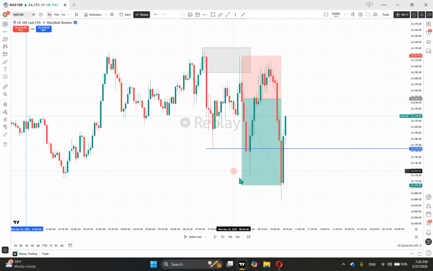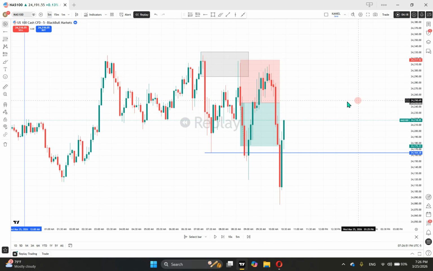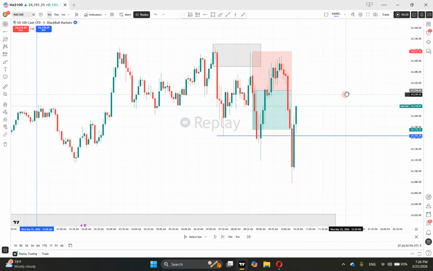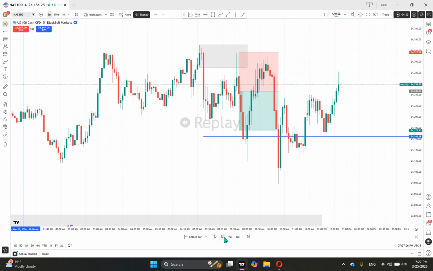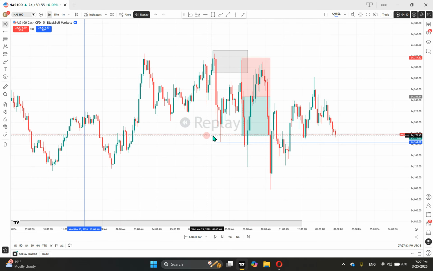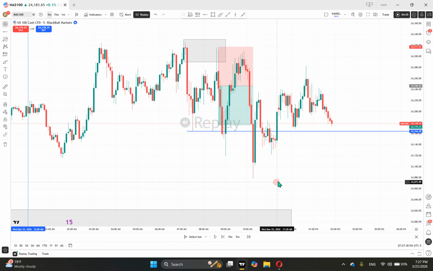I think it played out for a 1-to-2, I believe. But for the past days, it has been just 1-to-1, and then my SL would have been slapped out. So I really like the 1-to-1 approach because that's better with my psychology. After the 1-to-2, price just went all the way up. If I was holding for, let's say, a 1-to-3, I wouldn't have gotten that today. So just one TP and done.